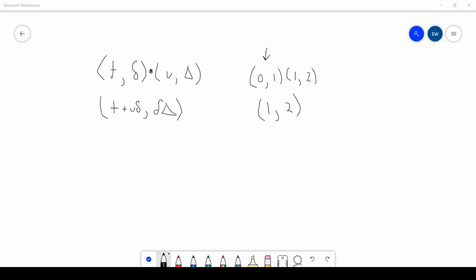All right, so now that we have the multiplication written down, what are we going to do with it?